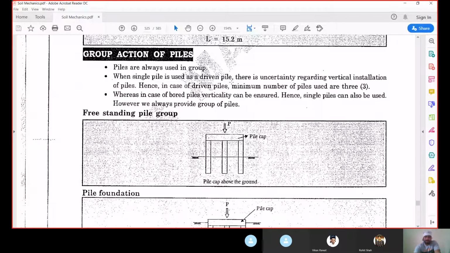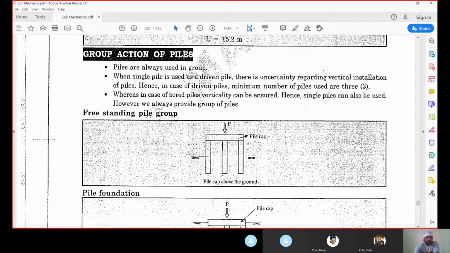When a single pile is used as a driven pile, there is uncertainty regarding vertical installation. Hence, in case of driven piles, the minimum number of piles used is 3, right? Most of the time when you drive a single pile into the ground, there are more chances that its alignment is not vertical. Sometimes the pile may get distorted, or at some time it gets inclined with the vertical. So we have to use a minimum of 3 piles in case of driven piles.